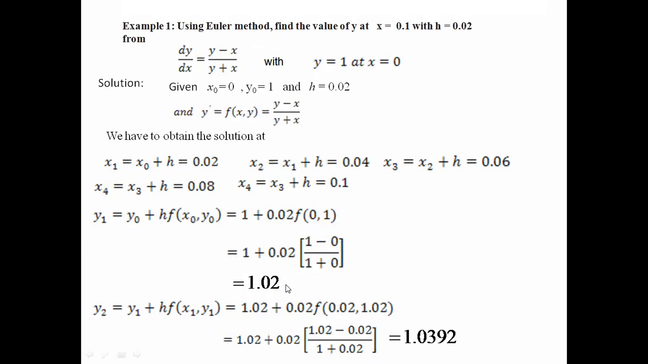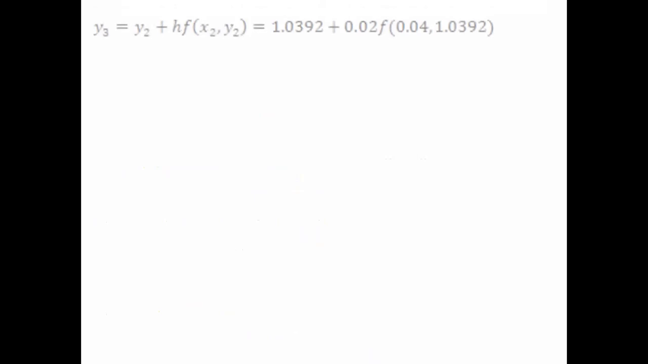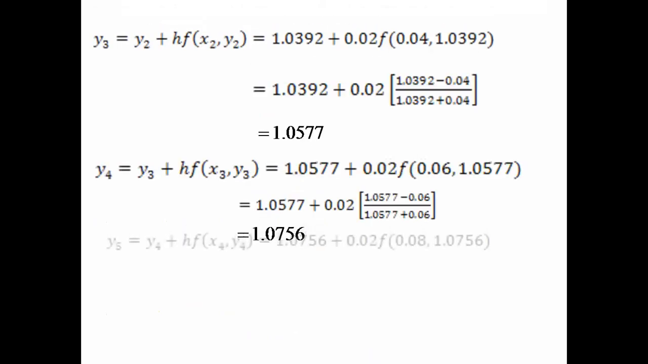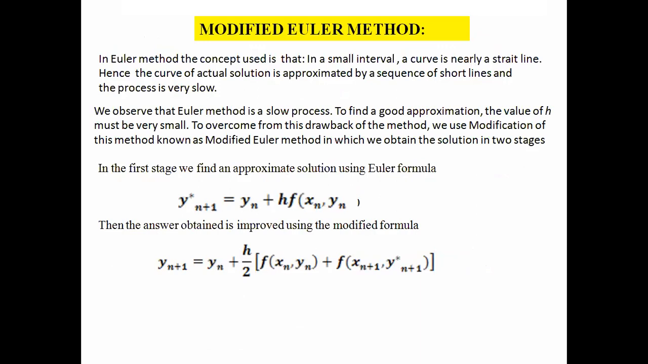How to believe this, we shall discuss in the next method. So here it just gives a rough answer only, 1.02, 1.039, but we don't know whether you have to accept it or not. So to modify this or improve the answer, we use the next method that is called the modified Euler's method. Let us see what the modified Euler's method is. It is just a modification of the answer obtained by Euler's formula, that we are improving.